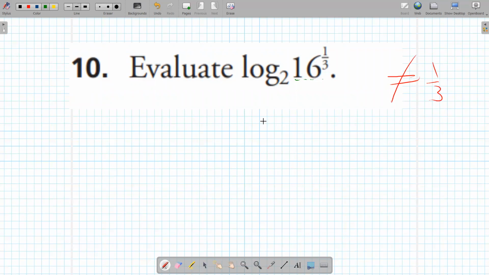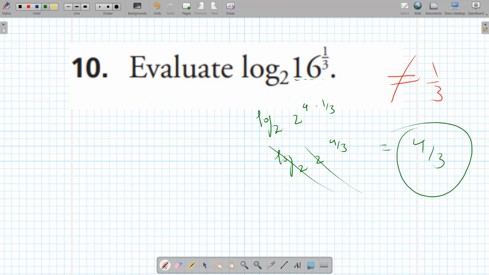What's 16 as a power of 2? 2 to the power of 4. Yes, so you have log base 2, 2 to the power of 4, and then you have 1 over 3. So you can combine them, right? Because 4 times 1 over 3 is going to be 4 over 3. And now you cancel these guys out. So the answer is 4 over 3.